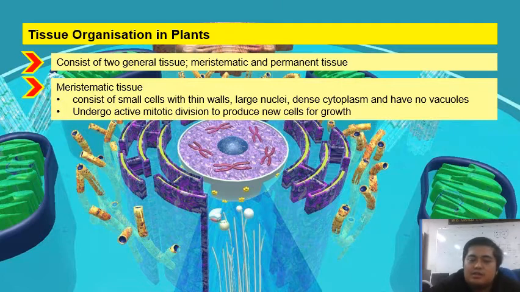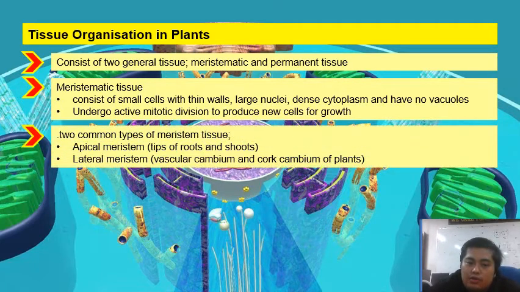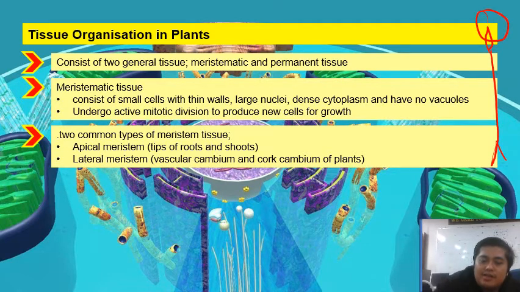Untuk meristematic consists of small cells and thin walls, with a large nucleus, dense cytoplasm and have no vacuole. It undergoes active mitotic division to produce new cells for growth. So 2 commonly found types of meristematic tissue are apical meristem and lateral meristem. So apical kita boleh jumpa dekat tip of the roots and shoot. So kiranya kalau kita satu pokok tu, dekat hujung dia, kat pucuk dia, kita panggil dia sebagai apical meristem.